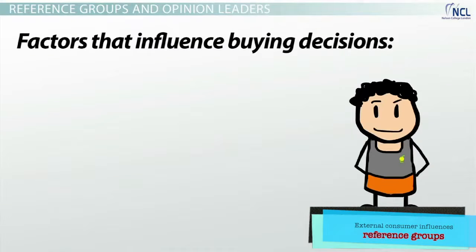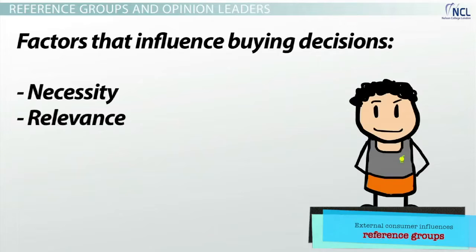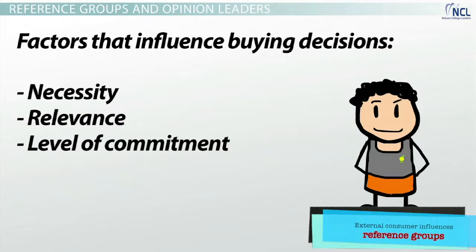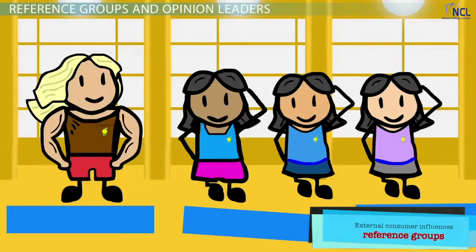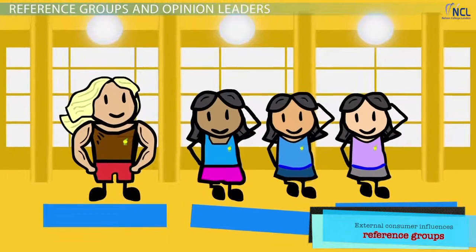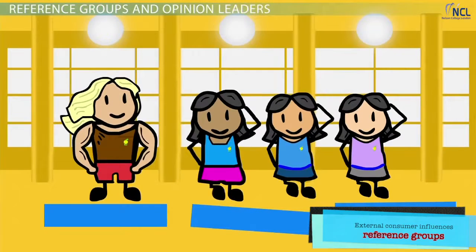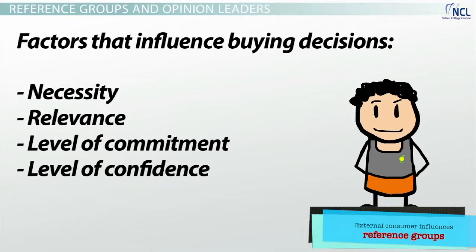Other factors that influence buying decisions include the necessity of the item. The more an item is a necessity rather than a superfluous item, the less group influence makes an impact. The relevance of the product. Purchases that don't relate to the reference group aren't necessarily influenced by them. The level of commitment the person feels to the reference group. If you're not a hardcore member of this yoga group, you probably aren't as concerned with what you're wearing to class. The level of confidence you have purchasing the item. If you're unsure, it's easier to defer to the group.